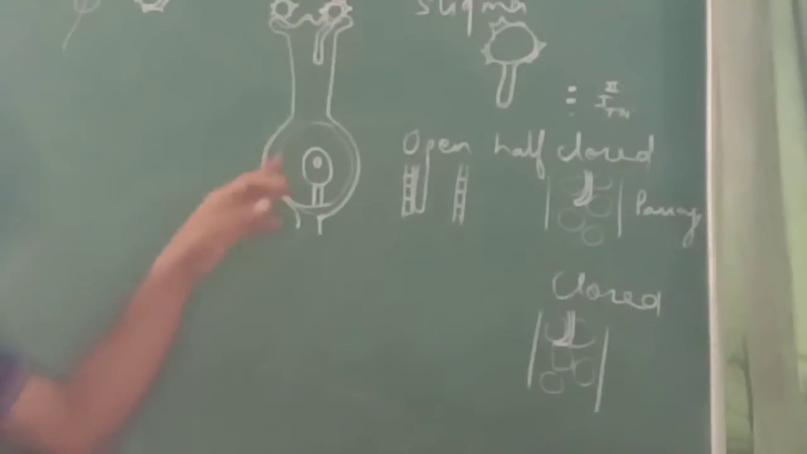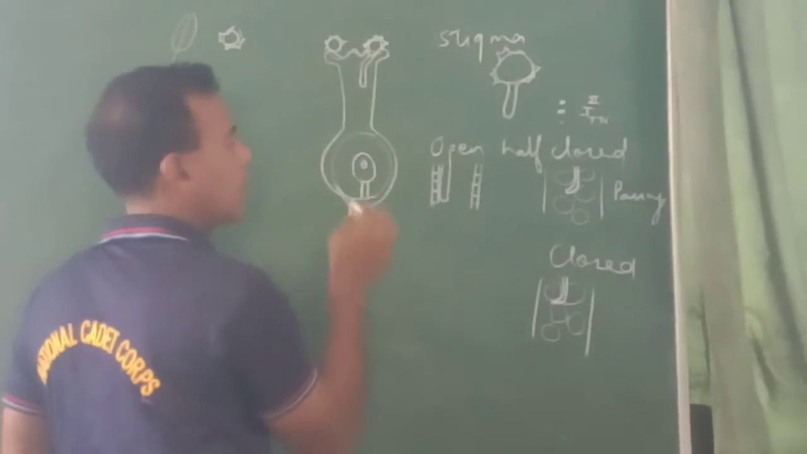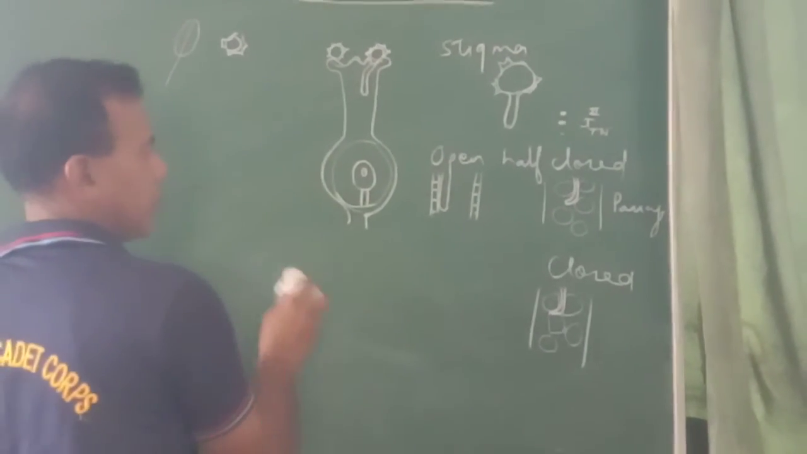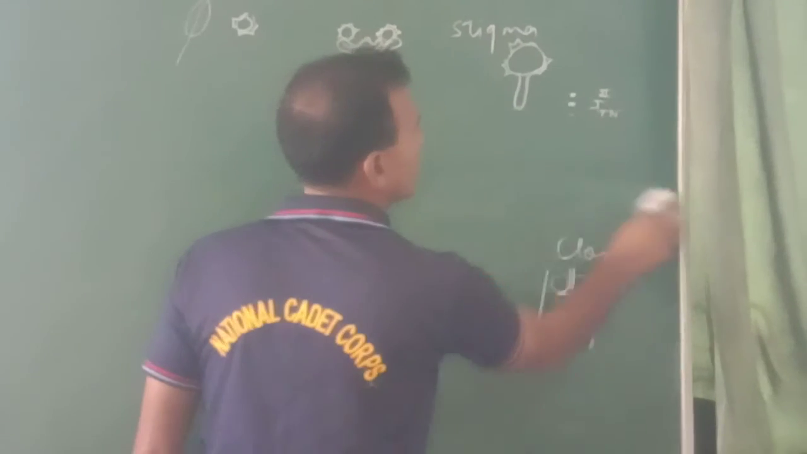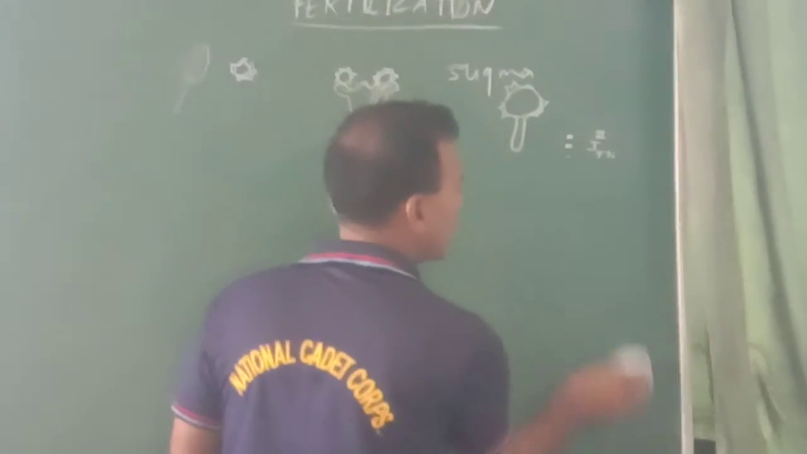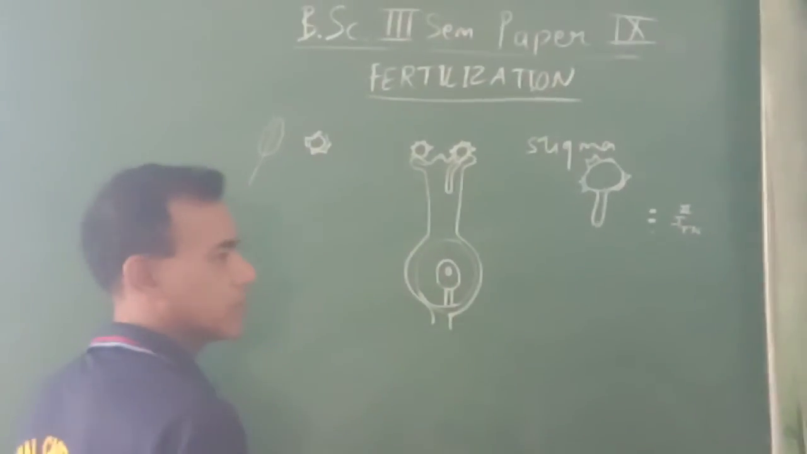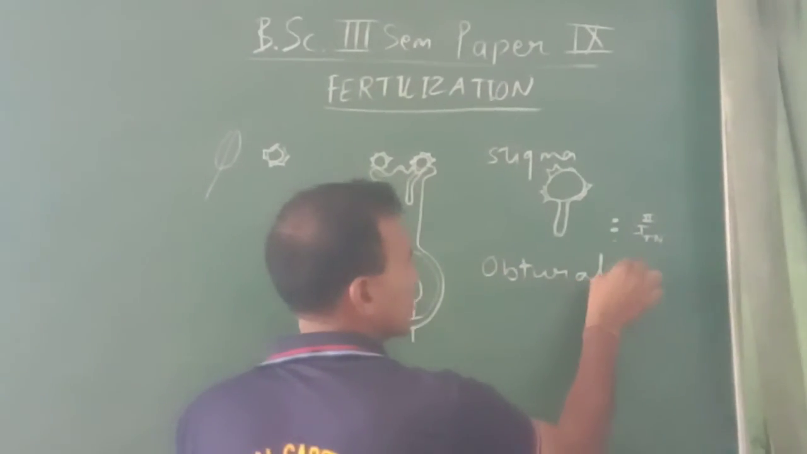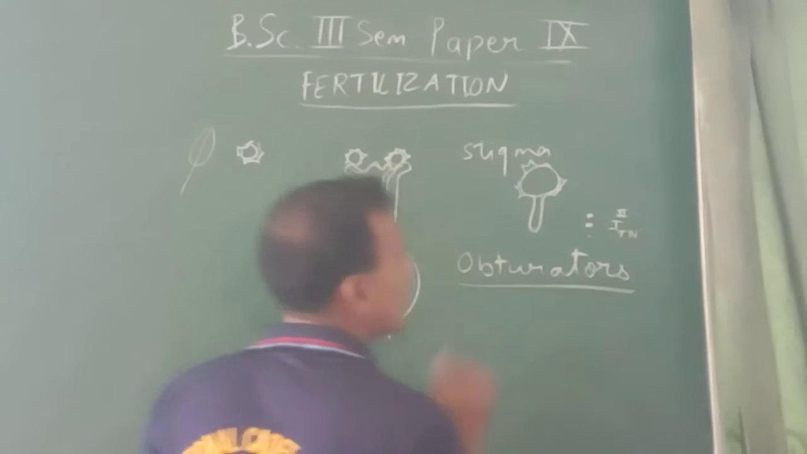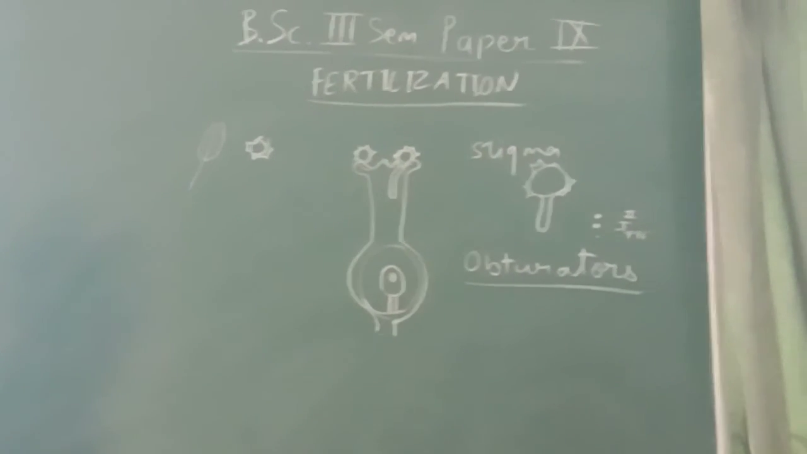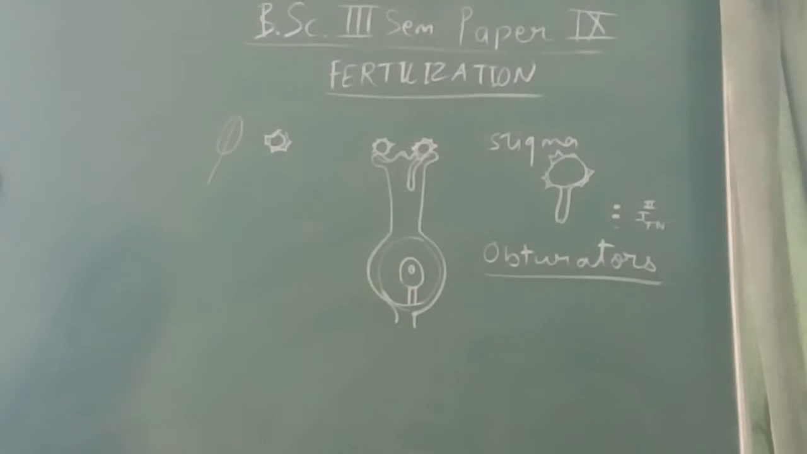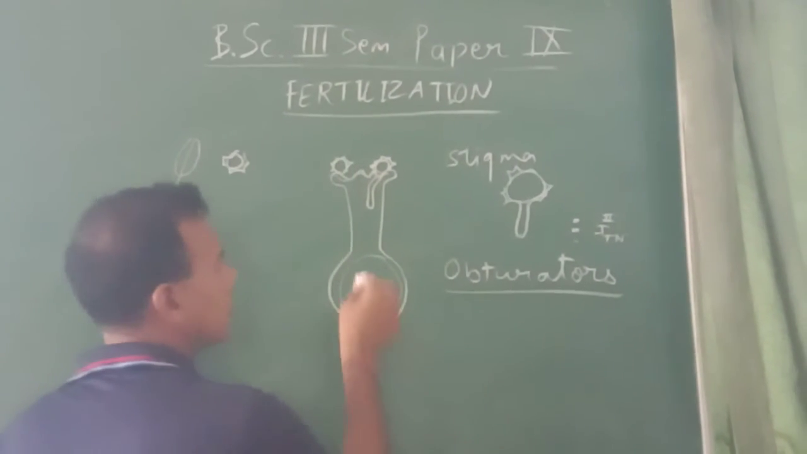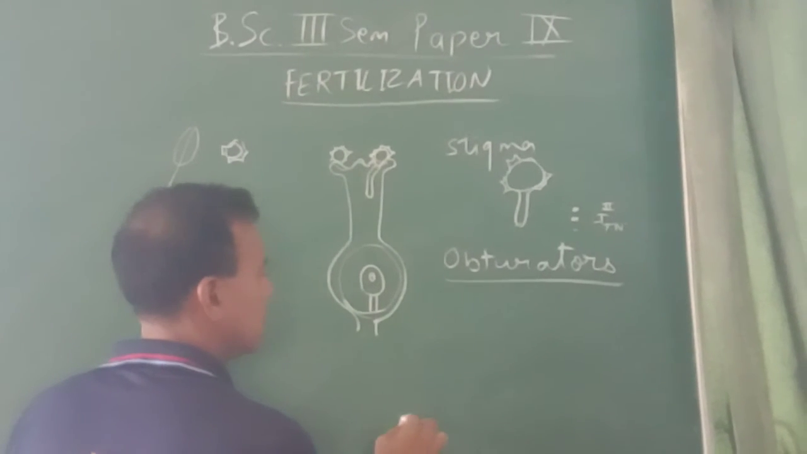What happens after this style? There are certain structures which are found in the ovary which help these pollen tubes to reach the egg, and these structures are known as obturators. Now, how are these obturators formed? These obturators are special structures formed like this.